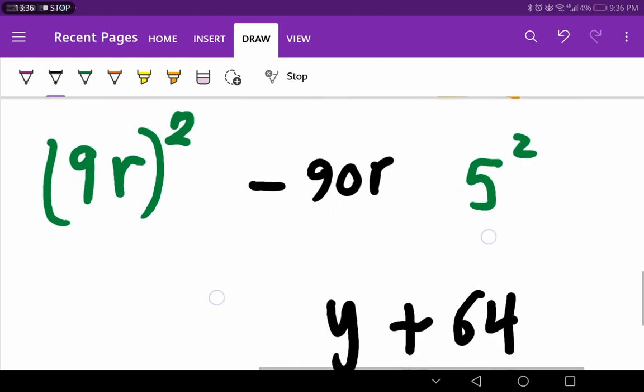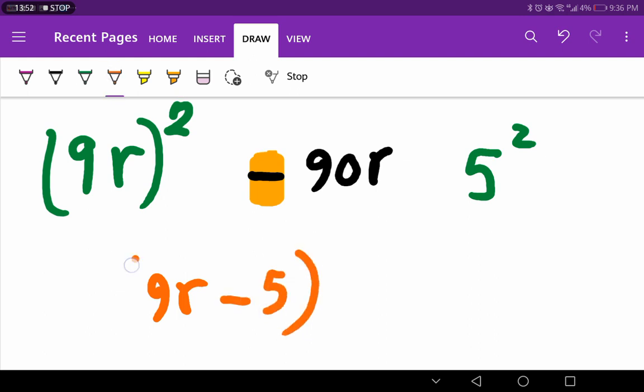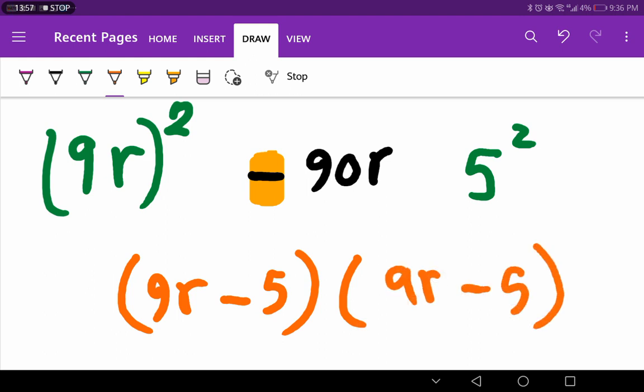Now what we have to do, here is this. So we write 9r. What is the sign here, my dear student? Yes, great, negative. So 9r minus 5 and 9r minus 5. So teacher, if I have a middle term, that means the sign will be the same? Yes. Okay.